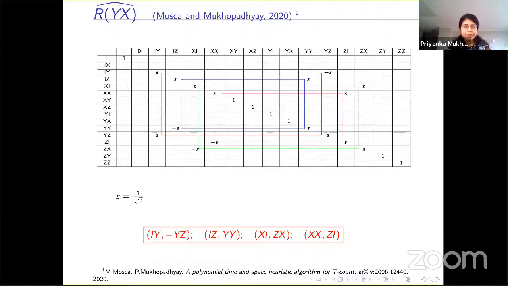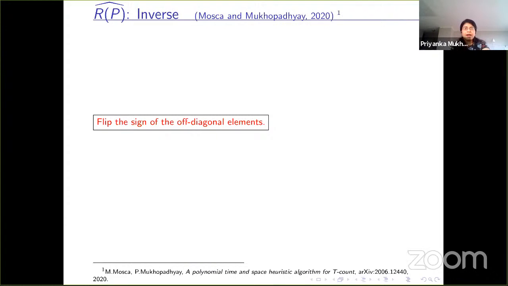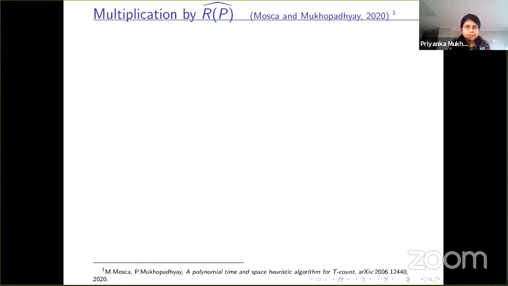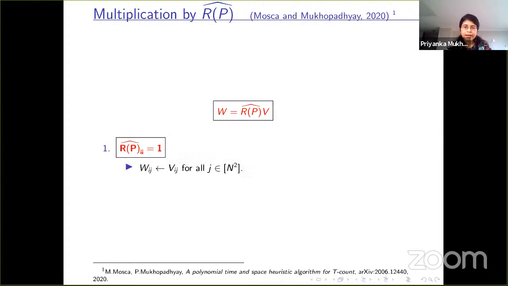Okay, and these structures have been described in our paper with Michele Mosca. To compute the inverse of the channel representation of the RPs, we simply flip the sign of the off-diagonal elements. Now let's look at what happens when we multiply any matrix by the channel representation of RP. Suppose the ith diagonal entry is 1, and suppose W is the product of the channel representation of RP and V. Then the ith column of W becomes equal to the ith column of V.